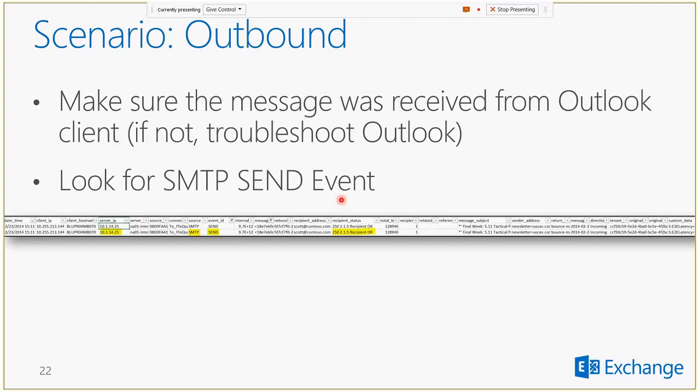If there's no record of the event, of the message, then it is possible that the sending client, perhaps Outlook, was not even connected to the service, and you need to check to make sure that the client is connected to the service and was able to submit the email. Make sure it's not stuck in the drafts folder or the outbox.